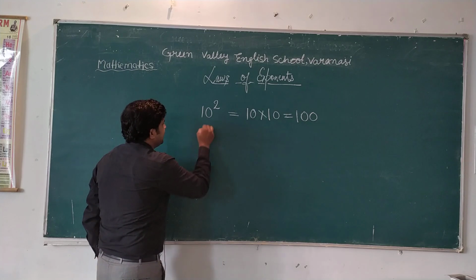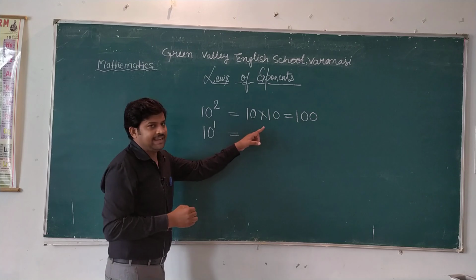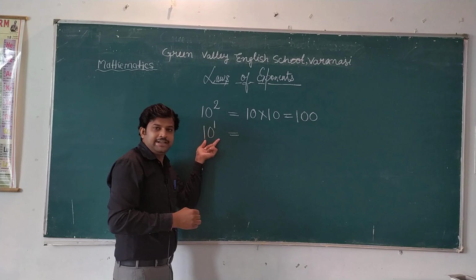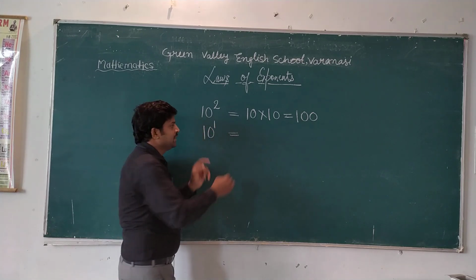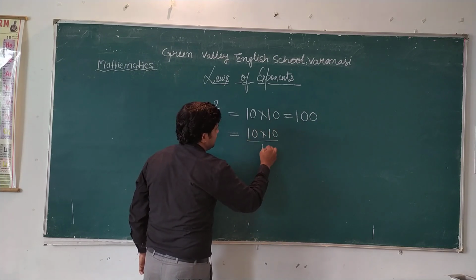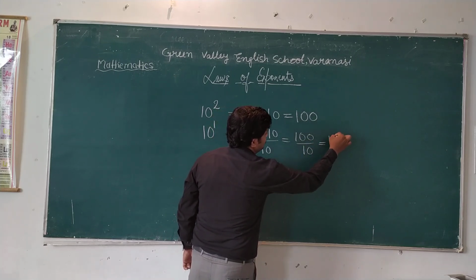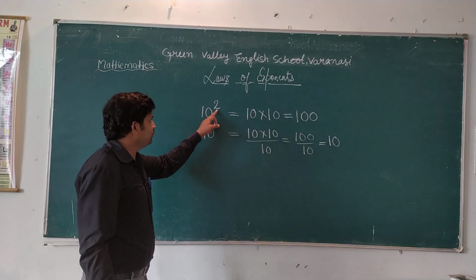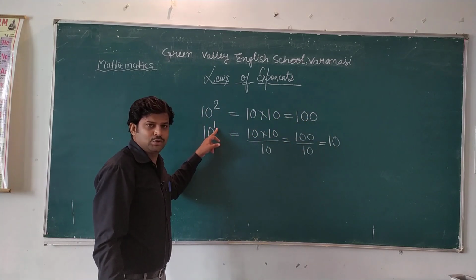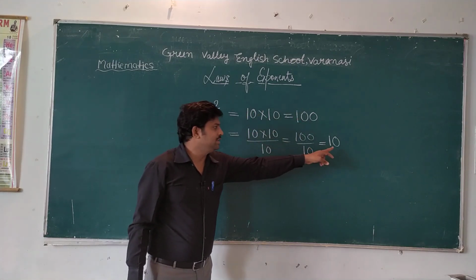When we write 10 to the power 1, we divide 10 multiplied by 10 by 10, and then we get 10 to the power 1. That means 100 divided by 10 is equal to 10. So 10 to the power 2 is equal to 100, and 10 to the power 1 is equal to 10, when we divide 100 by 10.